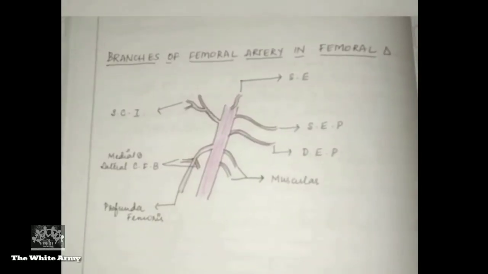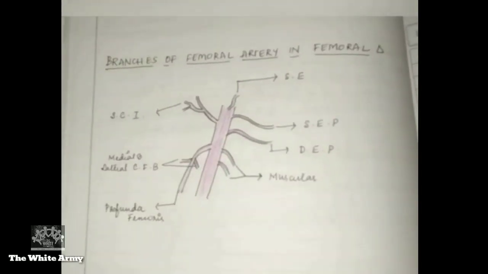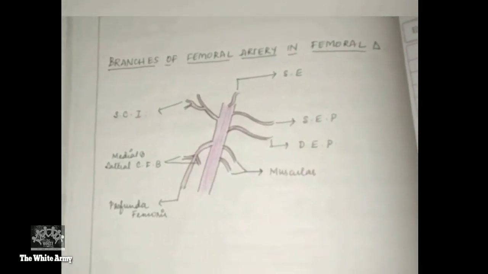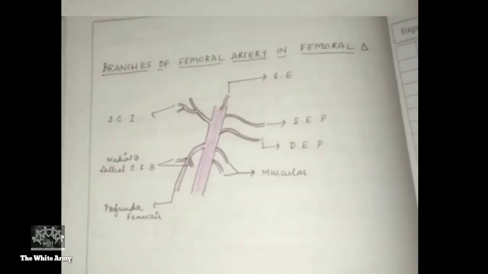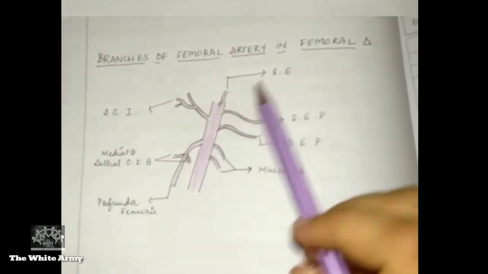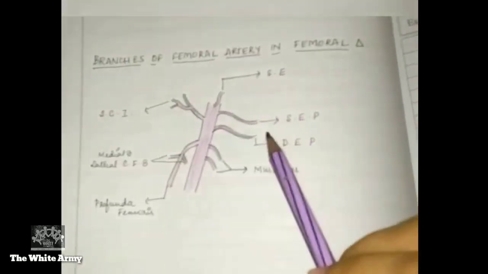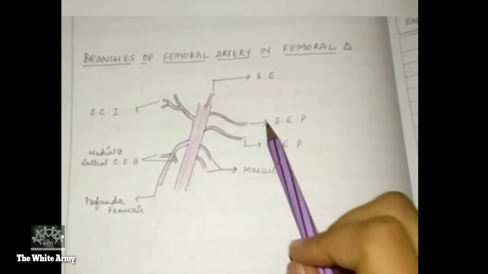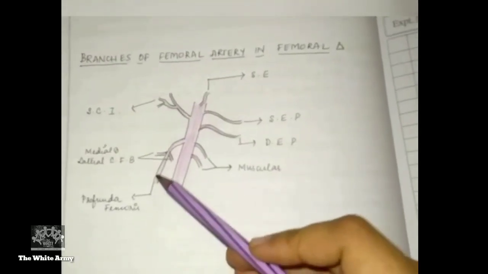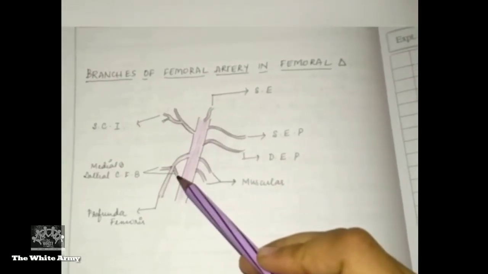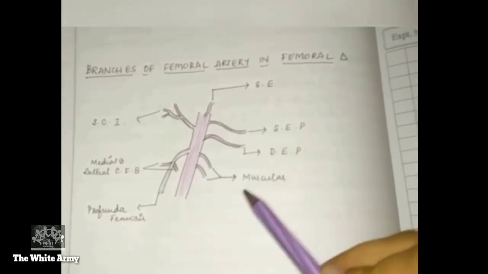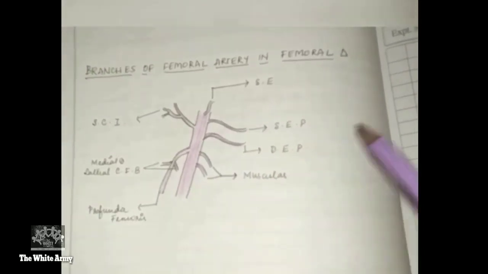So let's see the branches of the femoral artery in the femoral triangle. The femoral artery divides into superficial branches and deep branches. There are 3 superficial branches: the superficial circumflex iliac, the superficial epigastric, and the superficial external pudendal artery. And the deep branches are the profunda femoris with medial and lateral circumflex femoral branches, the deep external pudendal artery, and the muscular branches.